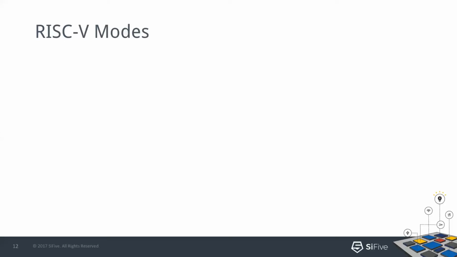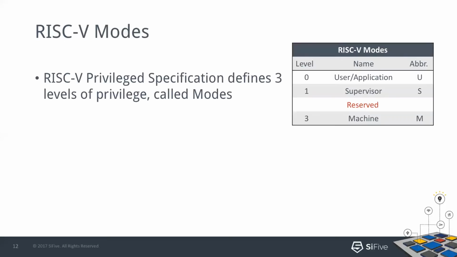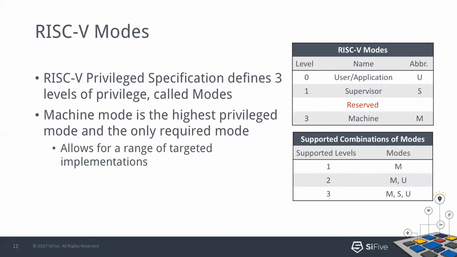RISC-V modes. So RISC-V also defines 3 levels of privileges called mode. So from least privilege to most, level 0 is going to be user mode, level 1 is supervisor mode, and level 3 is machine mode. Machine mode is the only required mode to be implemented in a RISC-V implementation. And this is important because it allows for a range of targeted implementations.